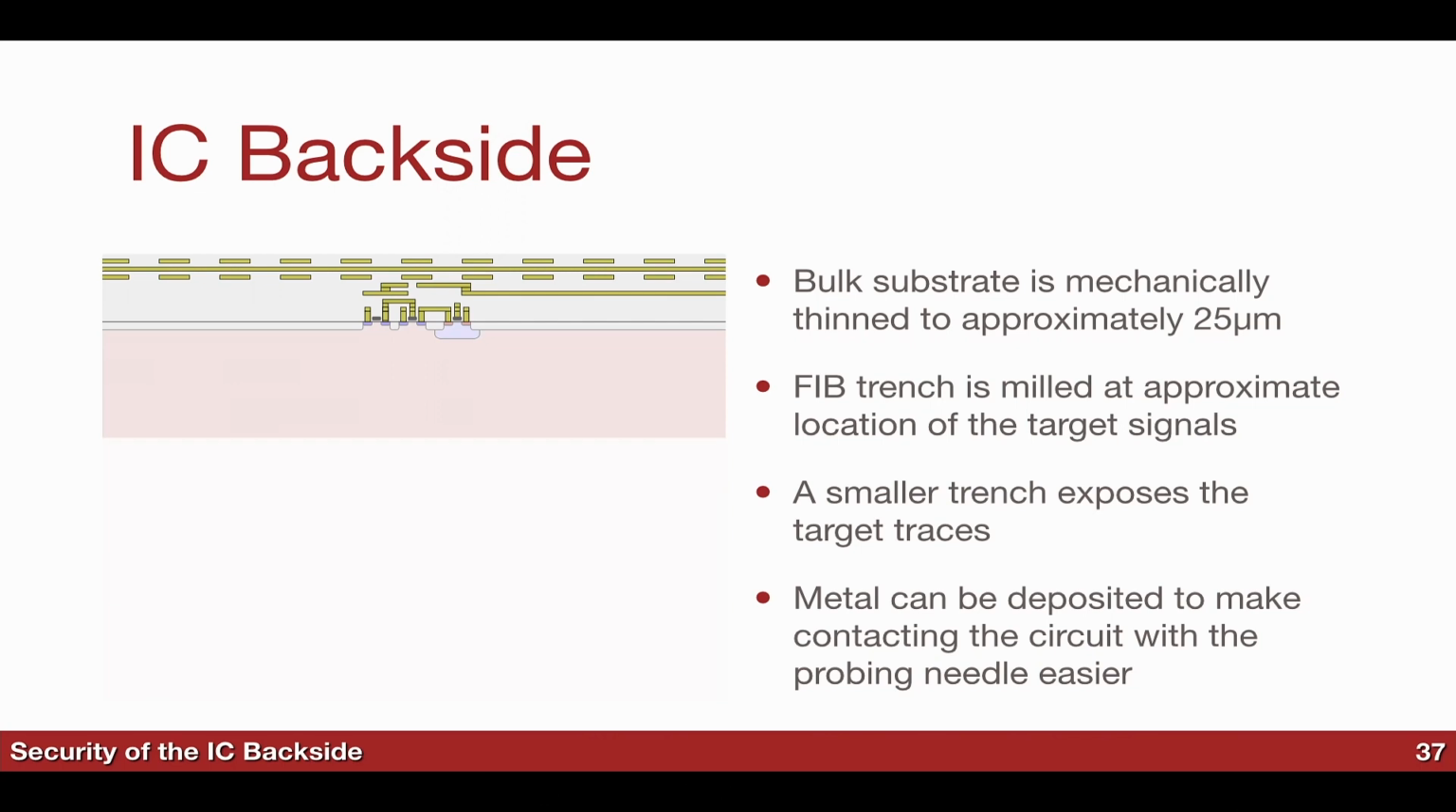And this is all approximately to scale. After we thin it, we might leave 25, 50 micrometers, something like that. Now, after that, we take the FIB and make what's called a FIB trench. We make a trench approximately like so, and now we have a hole basically going up to where our transistors are.